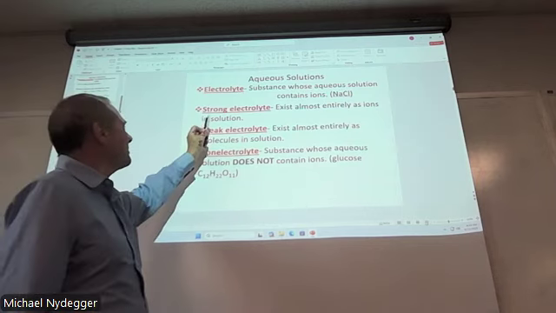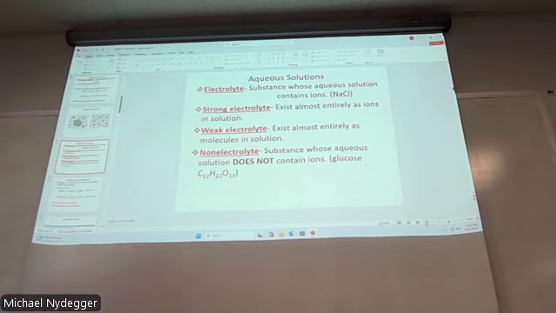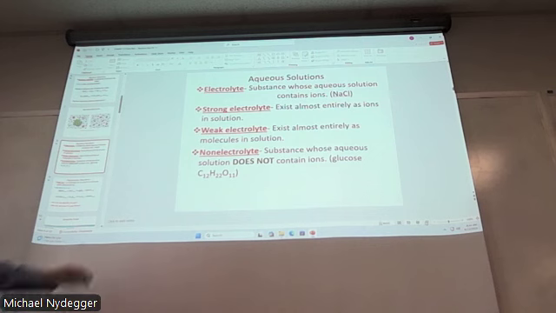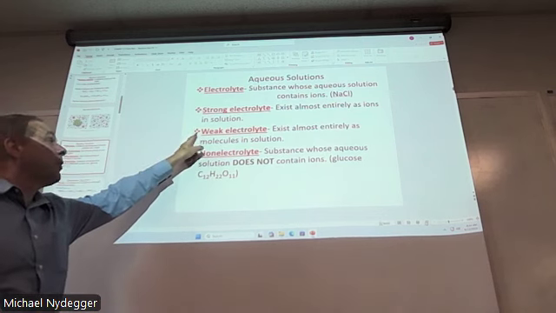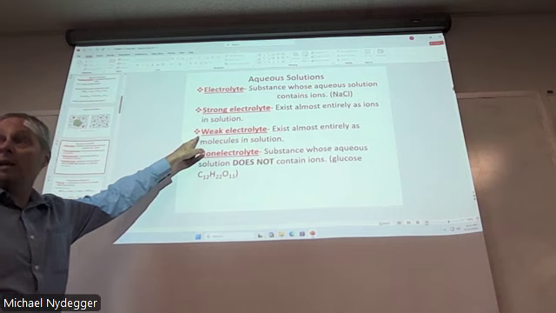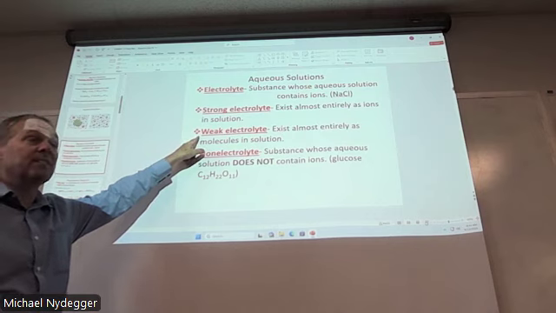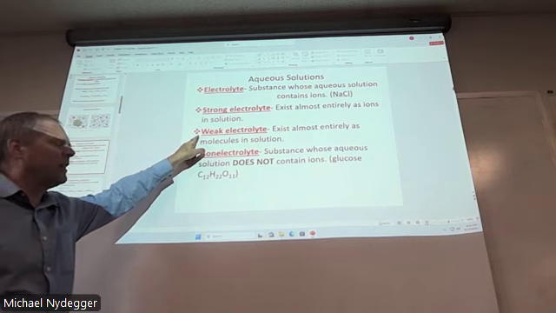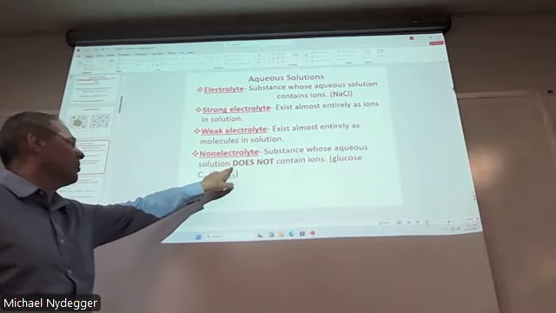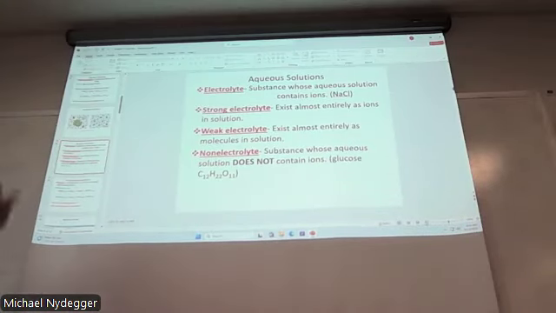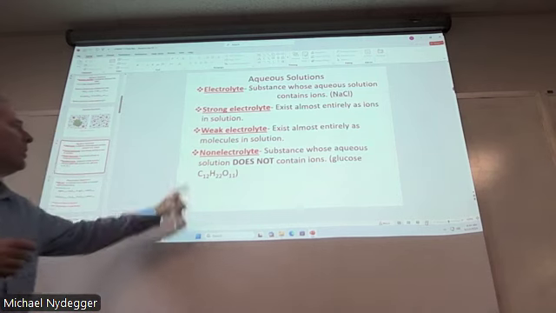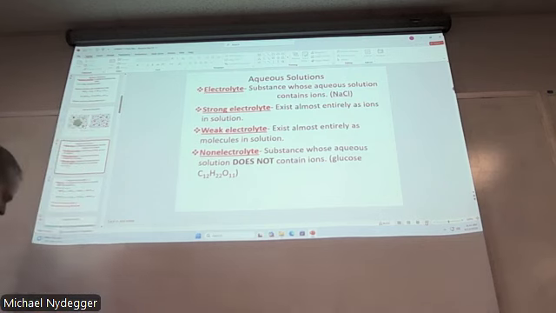But anyway, those are going to be electrolytes. And we also have the strong electrolytes. These are going to be electrolytes that exist almost entirely as ions in solution. We can have weak electrolytes. We are going to spend about a month in Chem 2 talking about weak electrolytes, and that's when we discuss equilibrium. And then you can have non-electrolytes. We talked about this where you have a sugar such as glucose, or methanol or ethanol, which is going to go into solution, but it's going to go in as a molecule. But they will not conduct electricity.